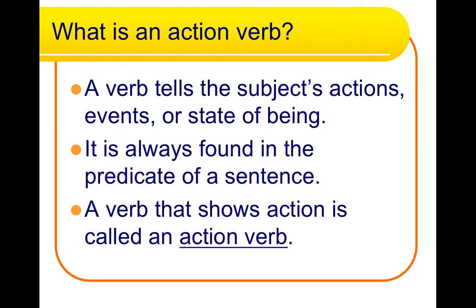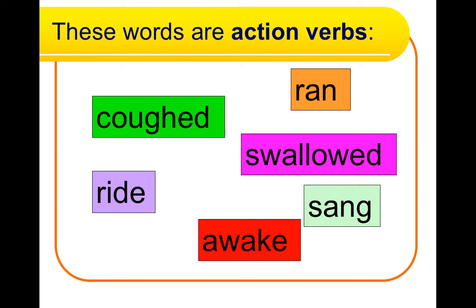Remember that we spoke about an action verb in class. A verb tells the subject's actions, the events or state of being. Remember that the subject is who or whom or what the sentence is about. And the subject most of the time is going to be a noun or a pronoun. Your verb is always found in the predicate part of the sentence, and a verb that shows action is referred to as an action verb. For example, the word ran, swallowed, sang, awake, ride, coughed. These are all things that we do.